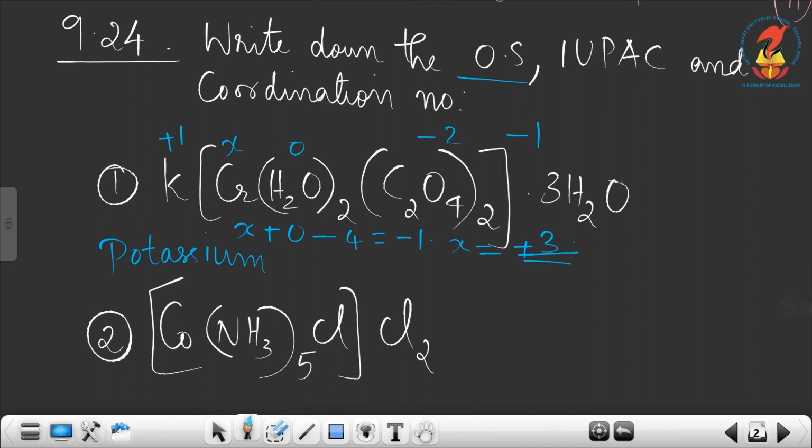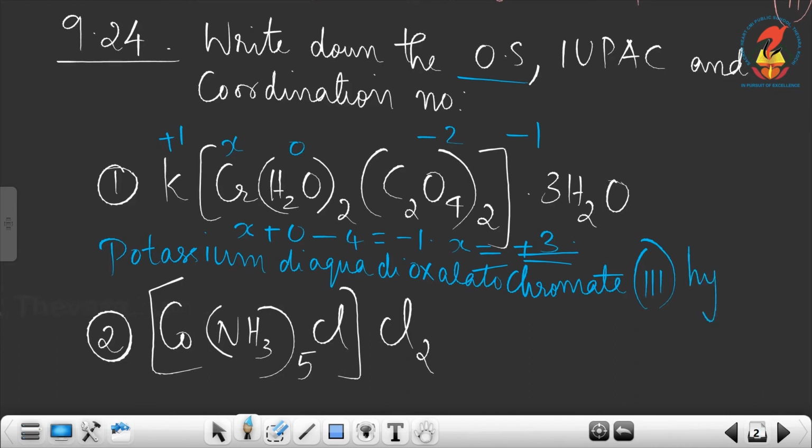Now next we have two ligands, aqua and oxalato. Aqua will come first, so diaqua. Now we have dioxalato. Now next we have chromium, but the charge on the complex is negative, so chromium should be written as chromate. And we have oxidation number as 3, chromate 3.